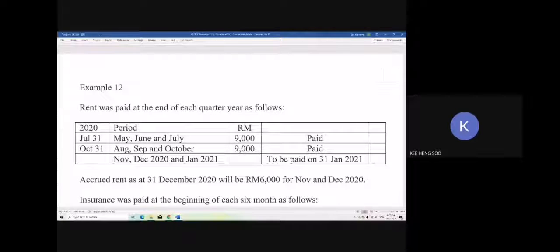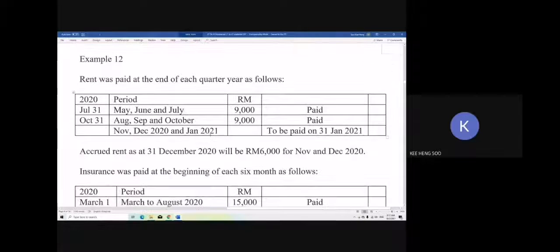You pay for 3 months, May, June, July, August, September, October, November, December, January, to be paid. To be paid means not yet paid, because you pay each quarter. So November, December to be paid. That means November, December will be accrued. Understand? Because this amount is to be paid on January 31st, so 6,000 will be accrued.